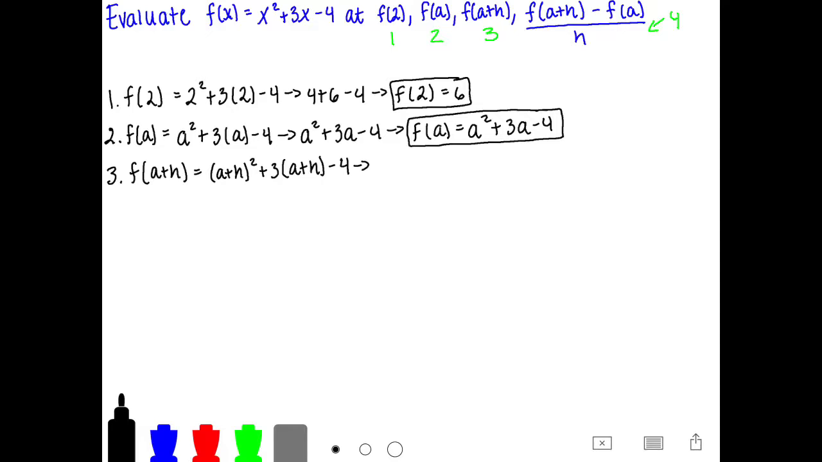And then after that, what I usually do is write it out. So you have a plus h times a plus h plus 3a plus 3h, and that is by distributing the 3 to the a and the h, and then minus 4, because 4 is just there. And then you will multiply the a plus h by the a plus h, and you get a squared plus ah plus ah plus h squared plus 3a plus 3h minus 4.